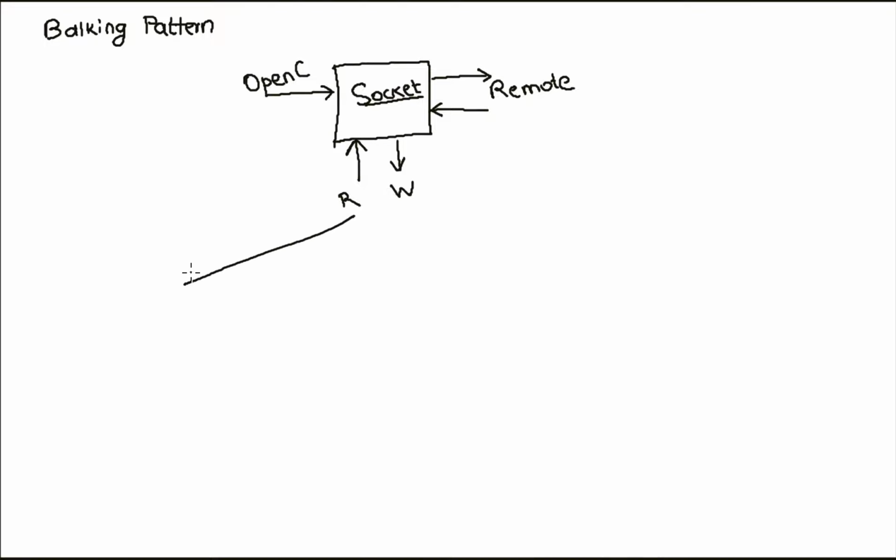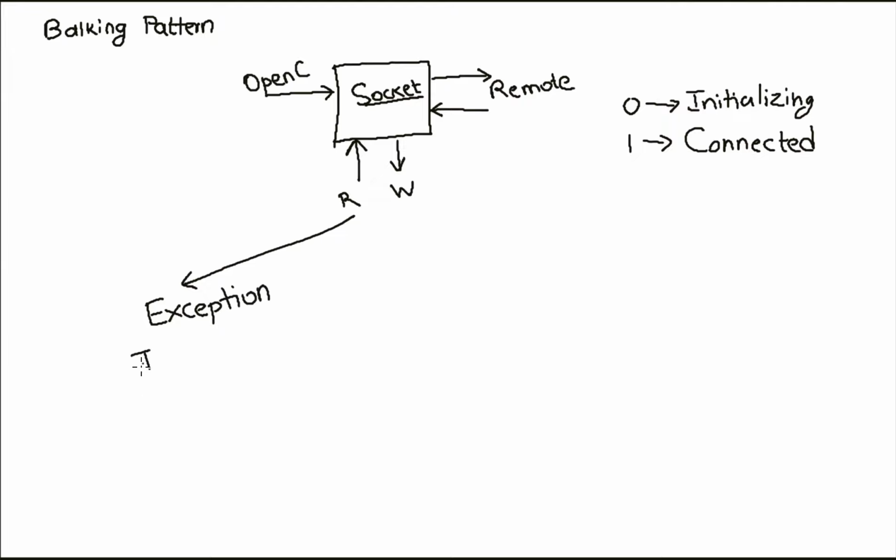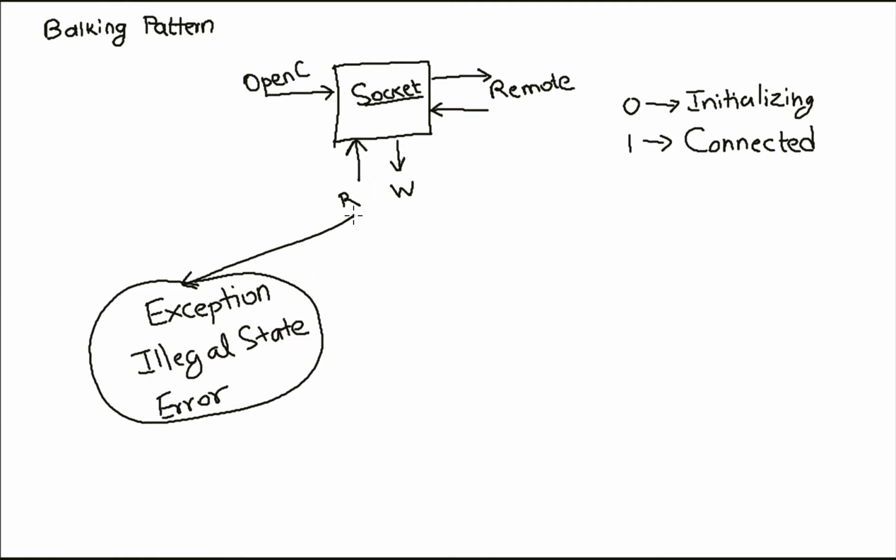So how can we handle it if read or write is called in this state? Let's say the socket has two states. One is 0, which is initializing, and 1 means connected. So when the socket is in state 0, the read and write operations are meaningless. If they are called, then we can throw an exception, and the well-known exception in Java is IllegalStateException. So the illegal state exception can be thrown, or other custom exceptions can be thrown, or some error can be returned by the API. That can also be done. So this is one of the approaches to hinder the access to the resource during an invalid state.